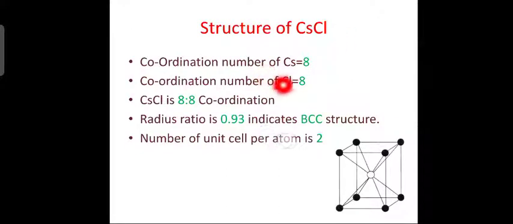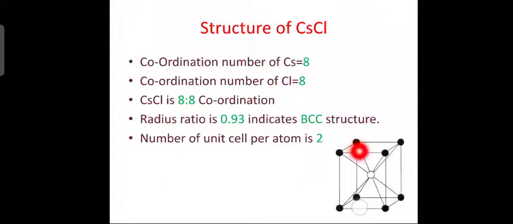The coordination number of cesium is 8. Coordination number of chlorine is also 8. You can see here there are 8 corners, 4 corners up and then 4 corners down, total 8 corners. 8 plus 8 is 16. So coordination ratio is 8:8 because 8 each are present. What is the radius ratio? 0.93, and it is body centered cubic structure.